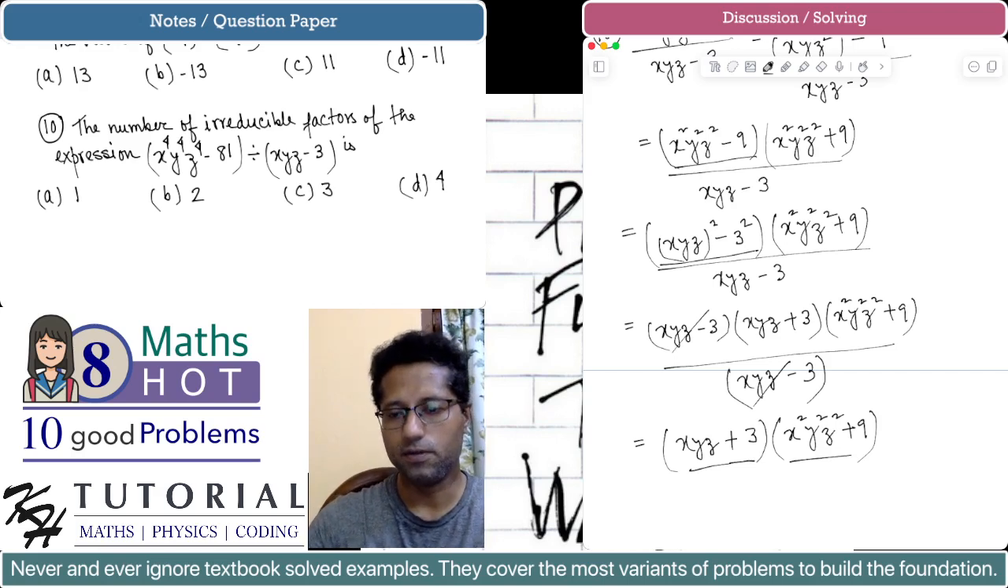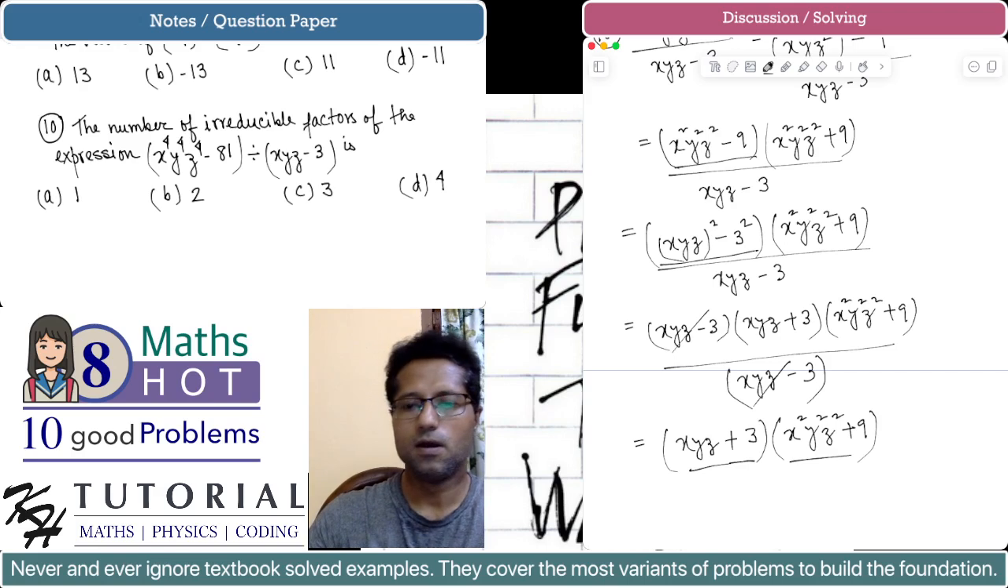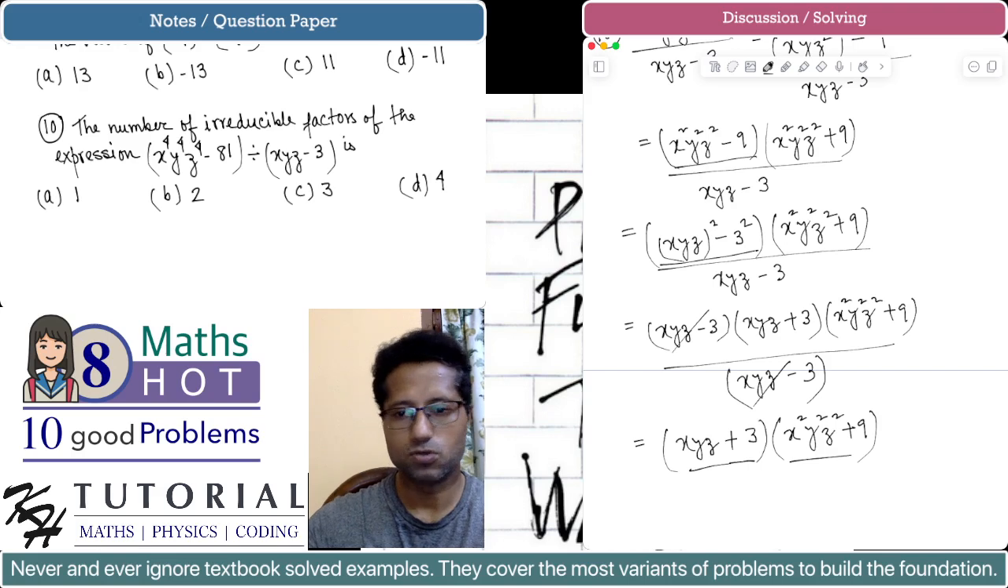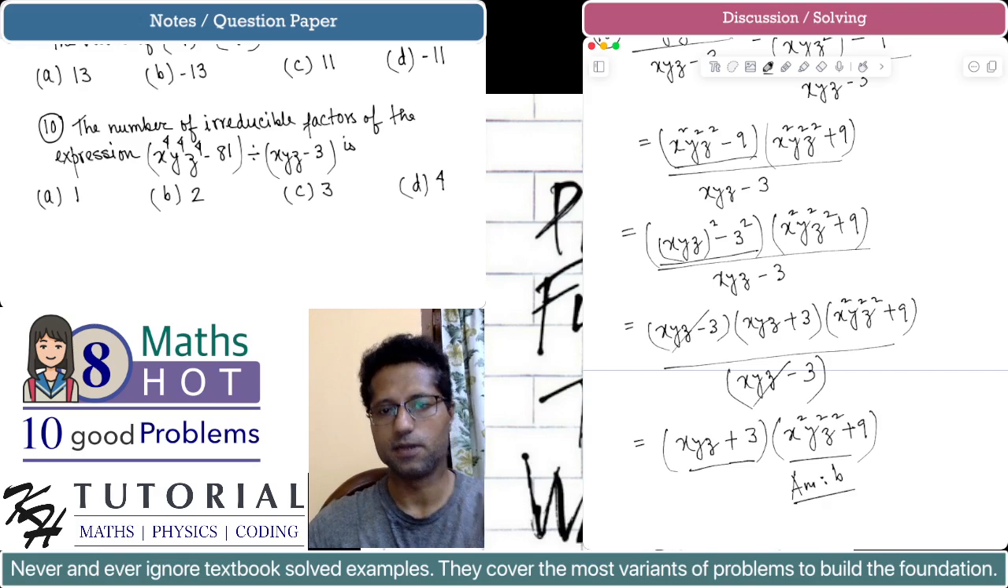These are irreducible factors because the factor xyz plus 3 cannot be further factorized into two or more factors. Similarly, the factor x square y square z square plus 9 cannot be further factorized into two or more factors. Hence, the number of factors of the given expression will be 2. So, the correct choice is B. B is the correct choice.